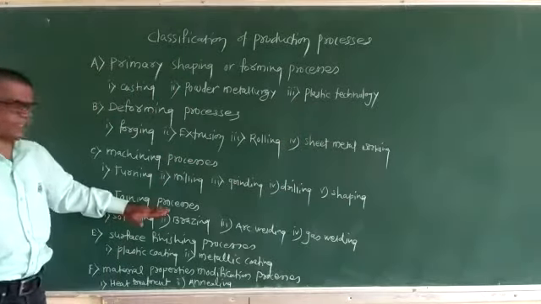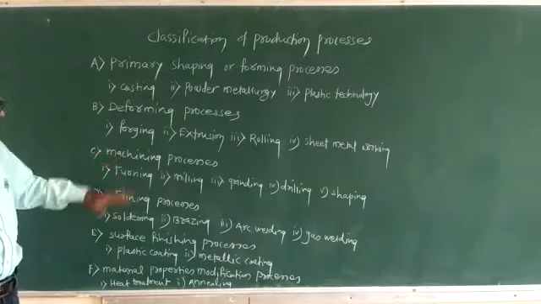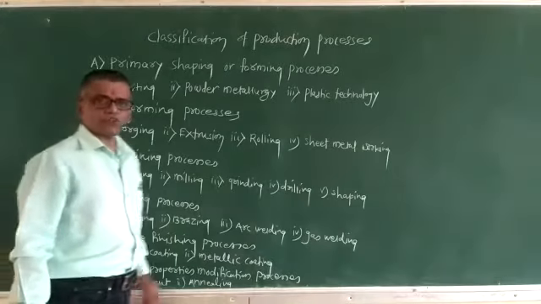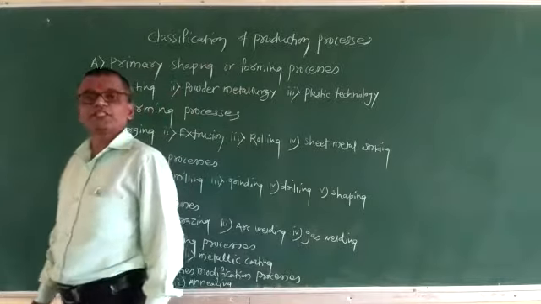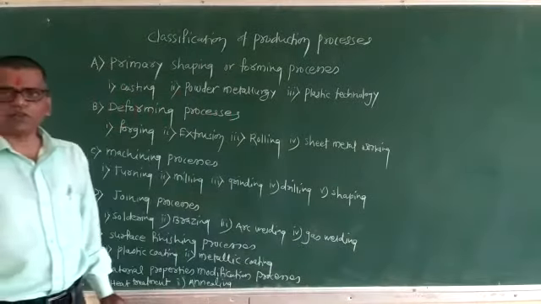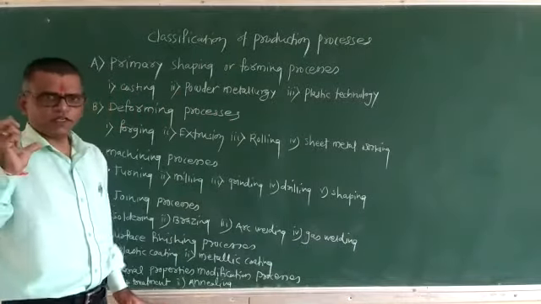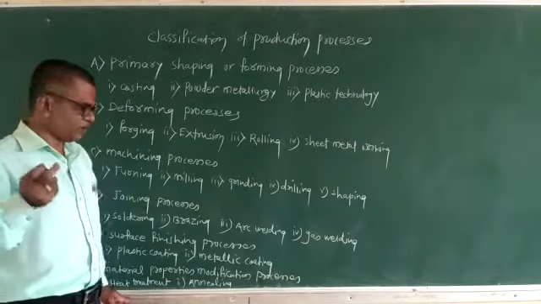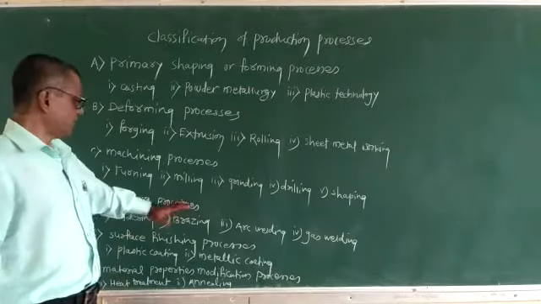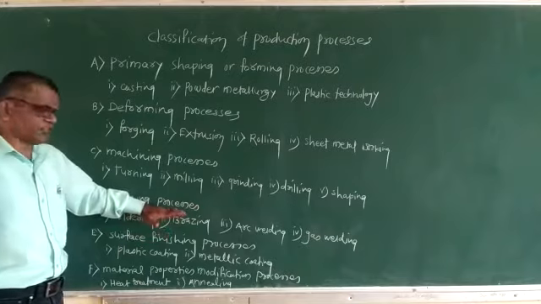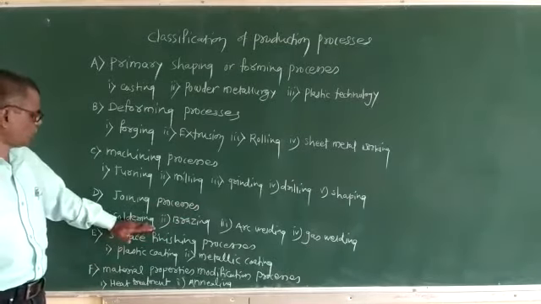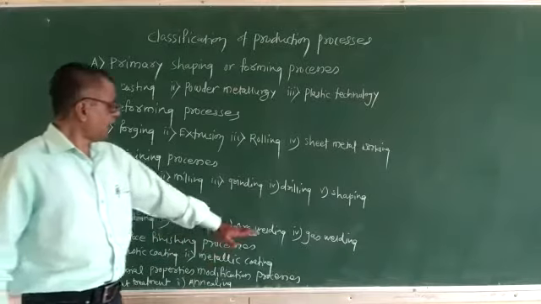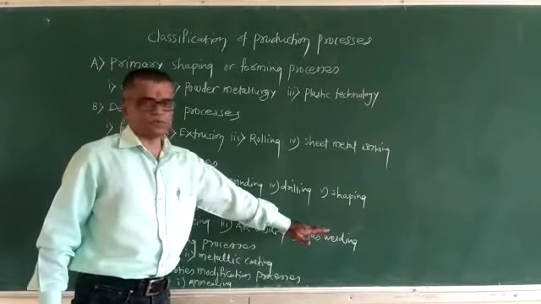Next category, that is the joining process. What is a joining process? It is a process of joining similar metals by the application of heat, with or without the application of pressure, and with or without filler material. Okay, so that is the joining process. It includes soldering, brazing, arc welding process, and gas welding process.